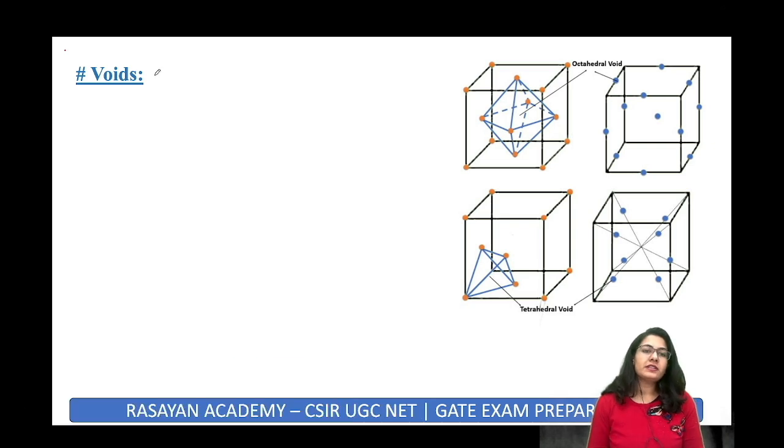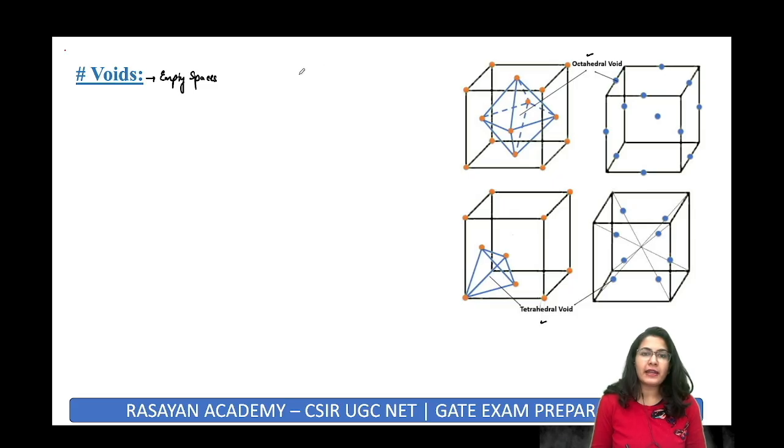Alright guys, so now let's talk about the voids. So basically we have understood what the lattice points are and how the lattice points are present in every different type of lattice. Now we are going to take that knowledge and understand what the octahedral as well as the tetrahedral void are. Look over here guys, voids are nothing but empty spaces. Empty spaces with respect to whom? Empty spaces with respect to the atoms which have already occupied the lattice.